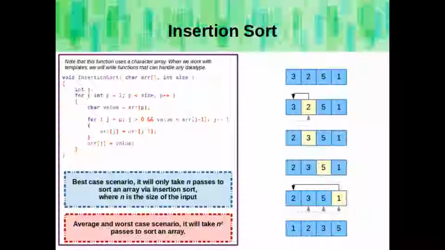Here's an insertion sort. In the best case scenario, it will only take n passes to sort an array, where n is the size of the input. Average and worst case scenario, it will take n square passes to sort.